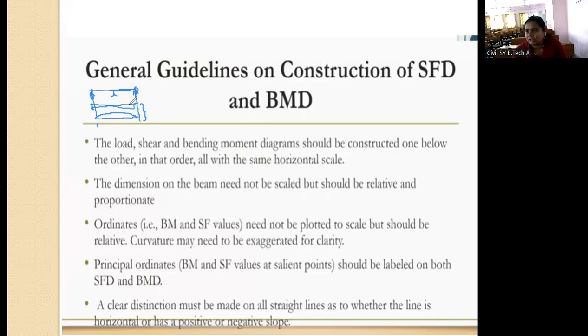So from this point you just have to remember we have to draw the shear force and bending moment diagram one below the other and we have to make the horizontal scale the same.